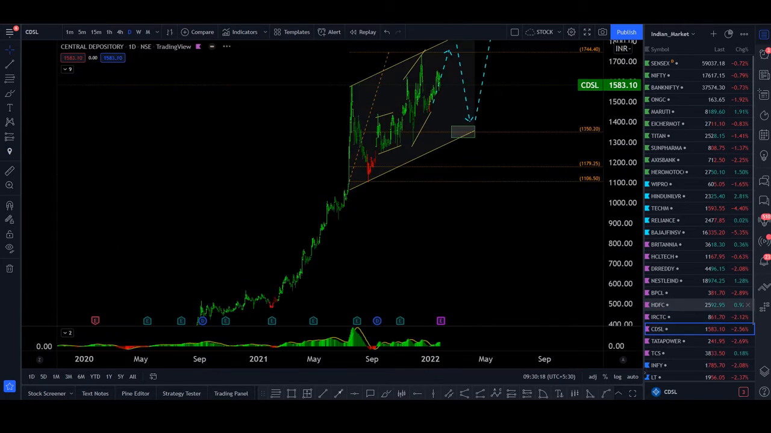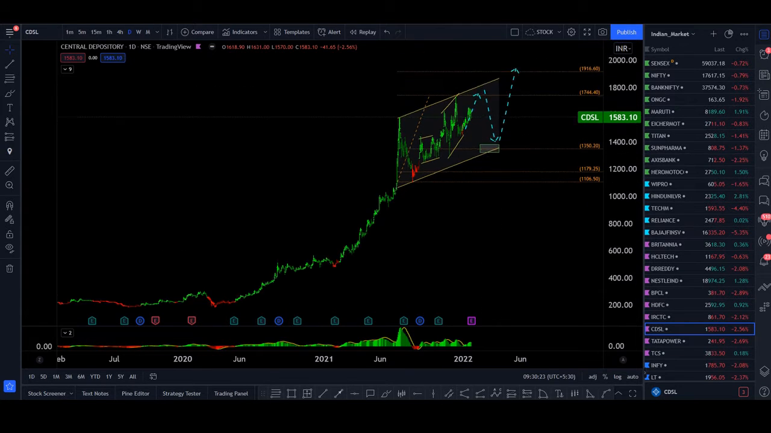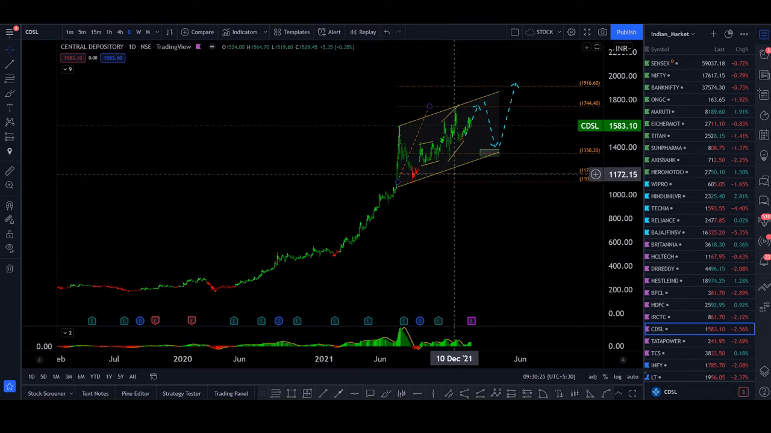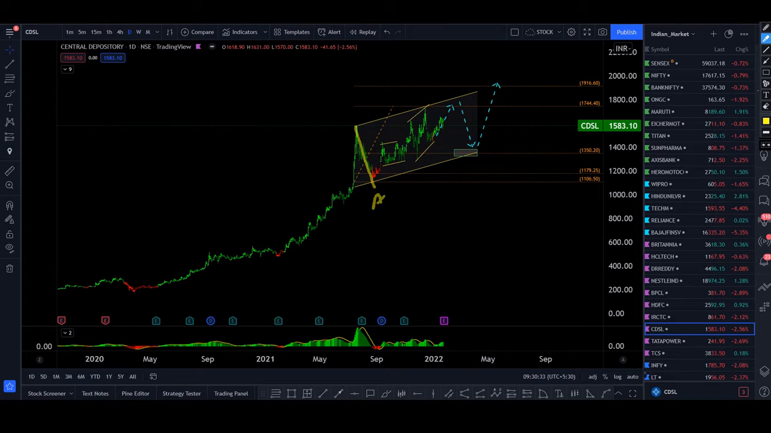So next is CDSL, Central Depository. This is also in a sideways move, and we are in a B wave, not even in a C. This has been consolidated. It's an A wave, and we have multiple consolidations here to reach B. We are expecting a drop, and then we are expecting a trade. So it will be a while before we get any trade in this.